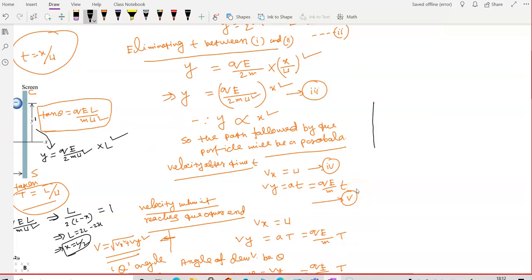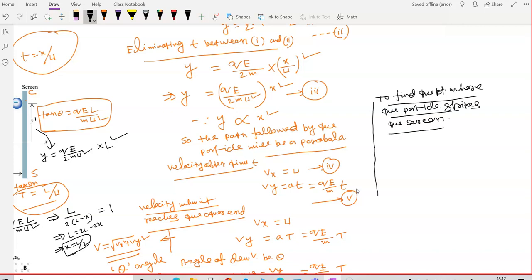So our next problem is to find the point where the particle strikes the screen. This we are going to find. That be y dash.